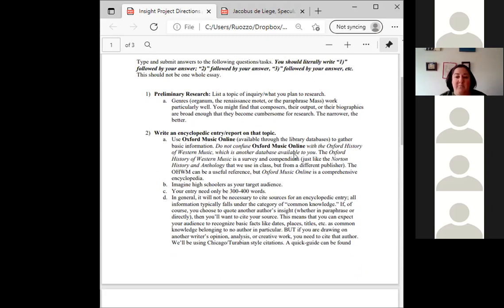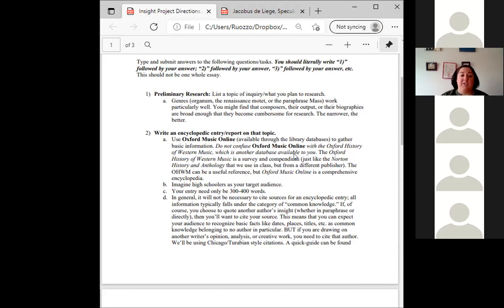So step 1, preliminary research. List a topic of inquiry, what you plan to research. In other words, a thing that you want to know more about. Step one is pretty simple. It's just what you're interested in.